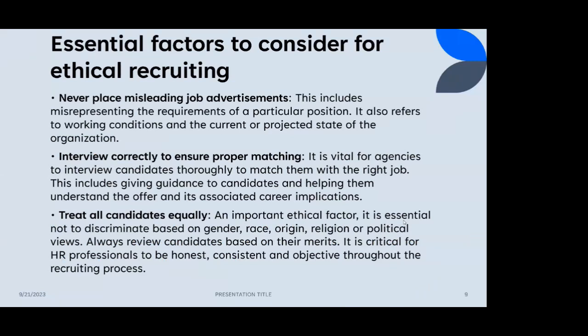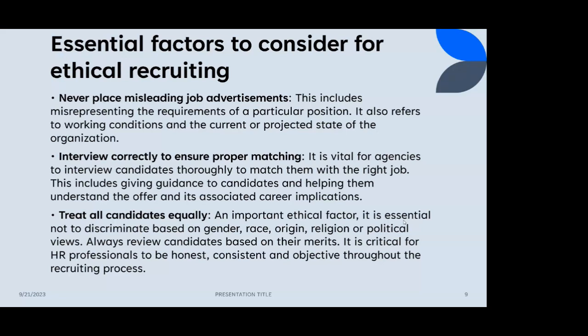Essential factors to consider for ethical recruiting. Now we're going to talk about some factors that you need to keep in mind while talent sourcing or while recruiting people. First, never place misleading job advertisements. This refers to misrepresenting the requirements of a particular position. It also refers to working conditions as well as the current or projected state of the organization.